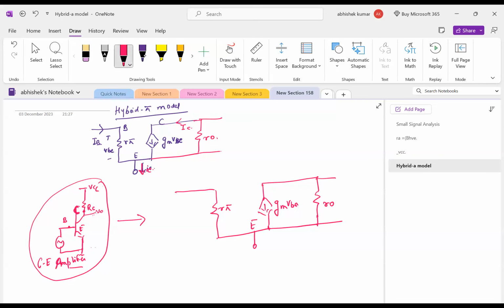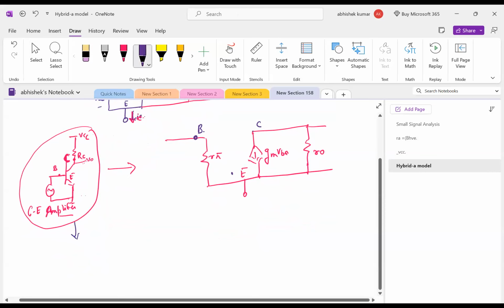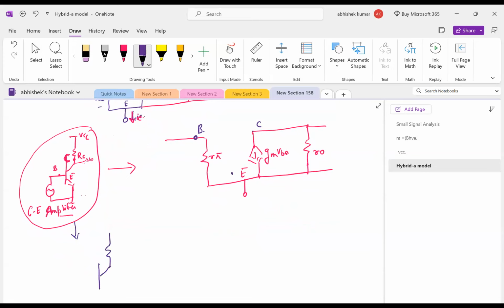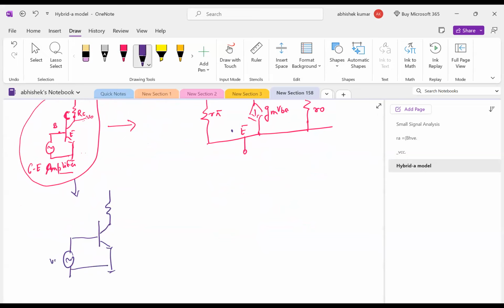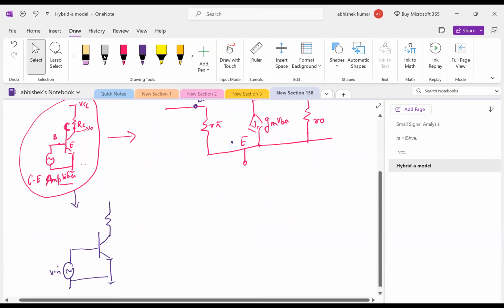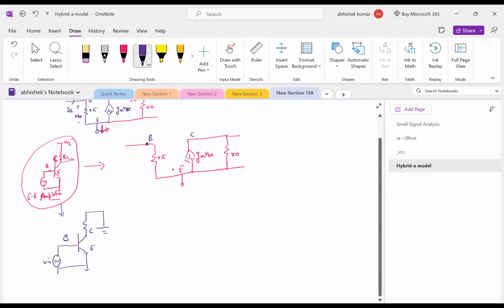Now you can see this is our base, this is our collector, and this was emitter. I told you that to draw a small signal AC model, we have to ground every DC source. This is our AC input, so there is no need to ground it. If we are grounding the DC source, it means we will ground our VCC, right or wrong? Yeah. This is our base, this is collector, and this is emitter.